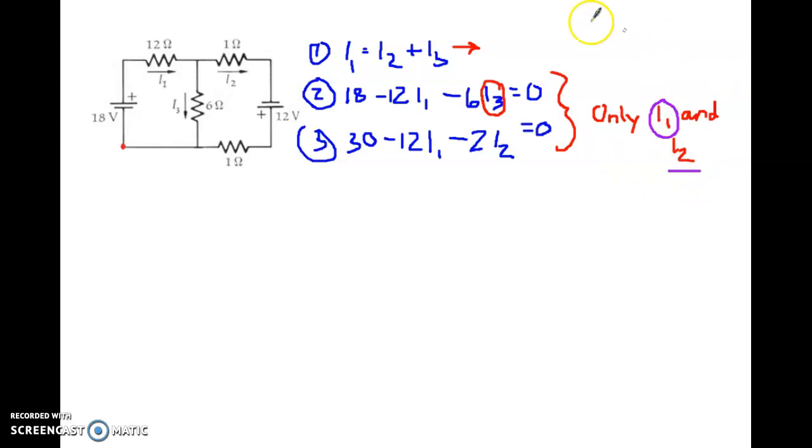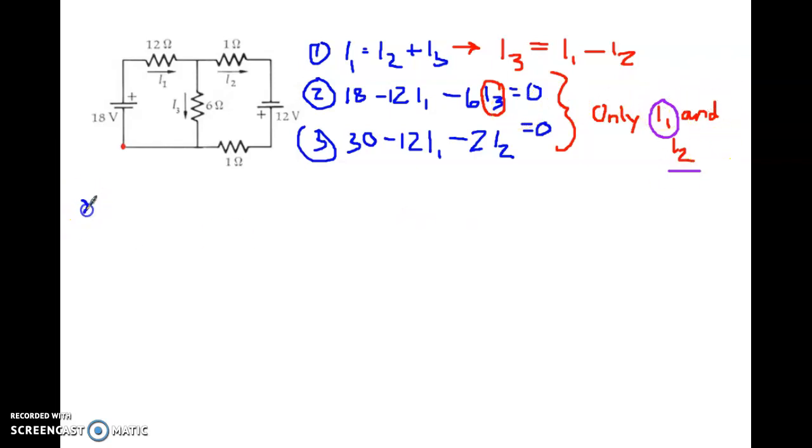All right, now to show you how to do that, I want to get rid of I3. So I'm going to use a manipulated version of this one to plug in to the second equation. So you can see that I3 is just the difference of I1 and I2. I'm now going to plug that in here. I'm going to do that down below.